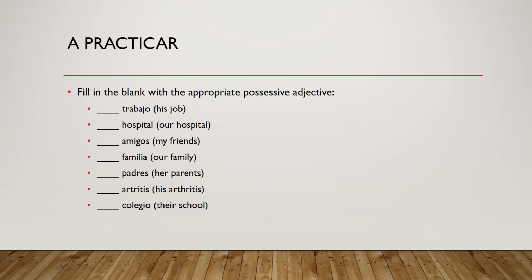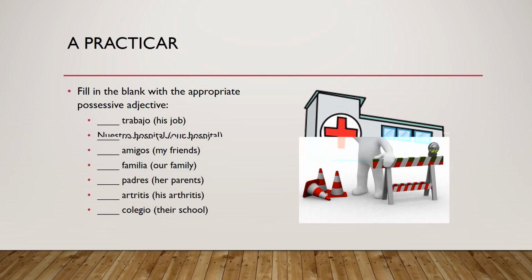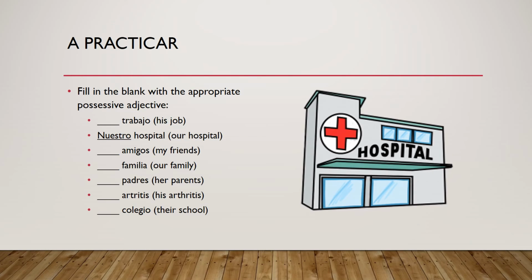So let's practice. We're going to fill in the blank with the appropriate possessive adjective. So how would you say his job? Su trabajo. It's su trabajo because job is singular. Nuestro hospital. It's nuestro. Remember, nuestro has 4 different forms that you could choose from. So hospital is singular and it's masculine. So that's why we say nuestro.